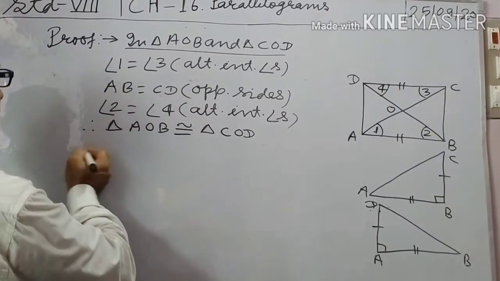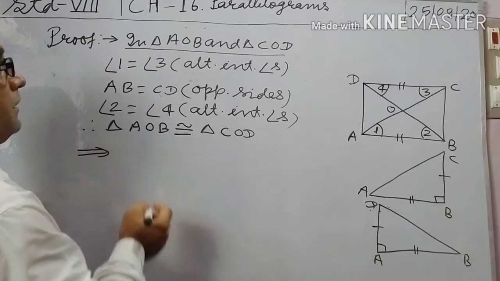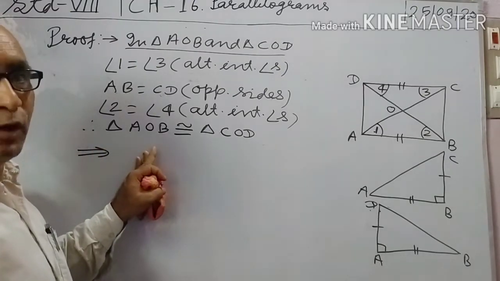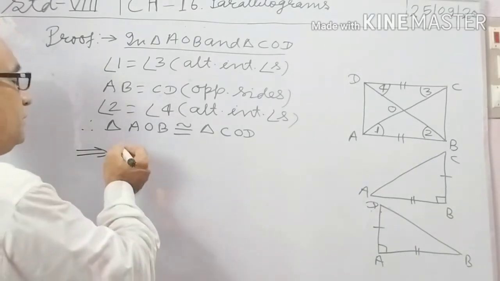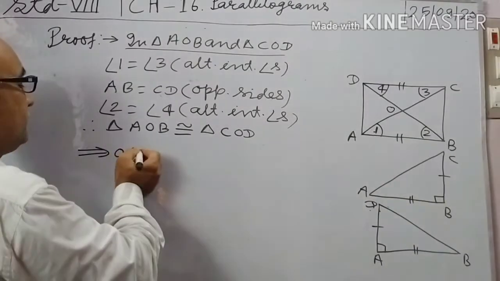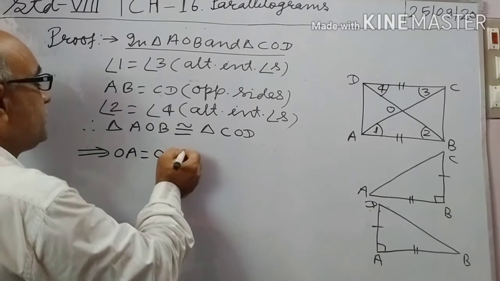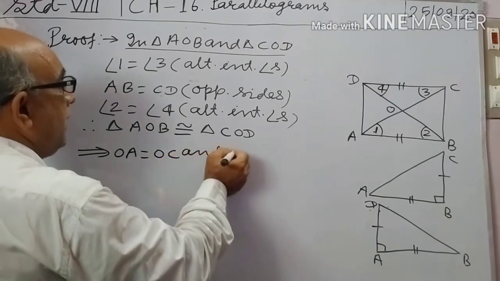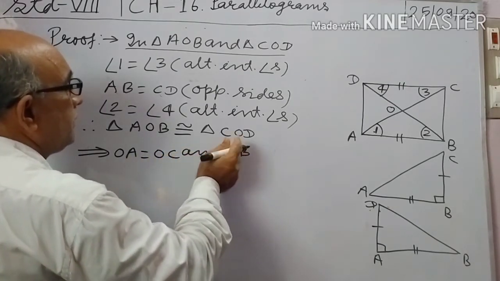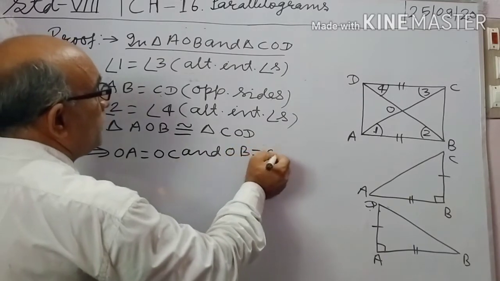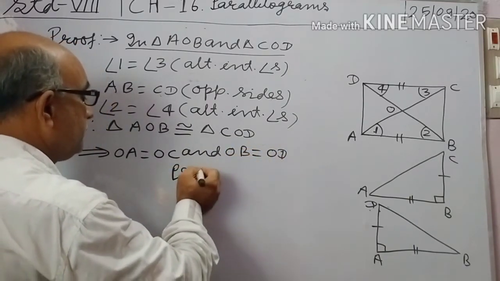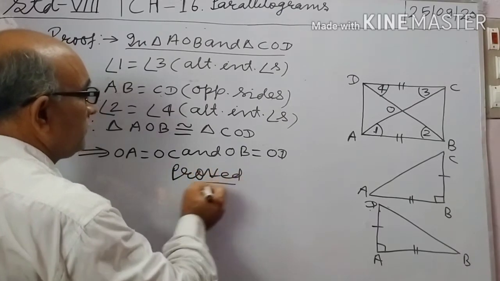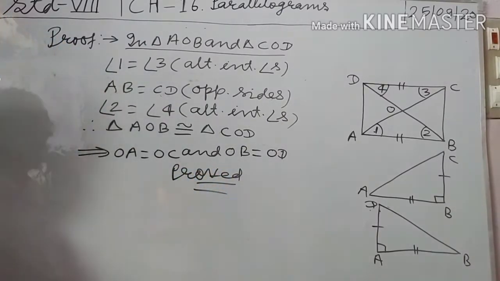That implies, if two triangles are congruent, then corresponding sides are equal. So OA equal to OC and OB equal to OD. Proved. Right?